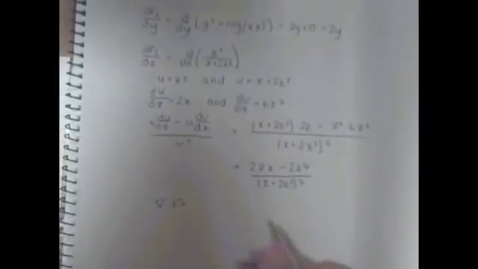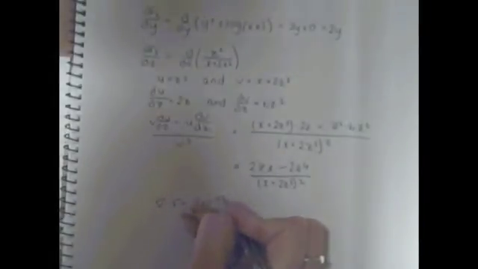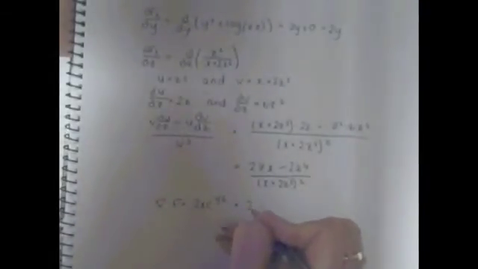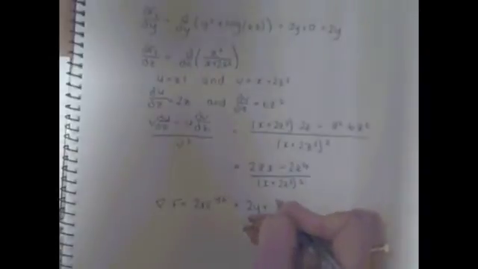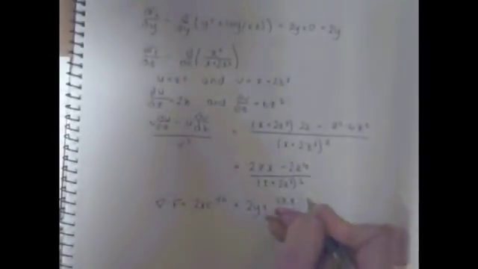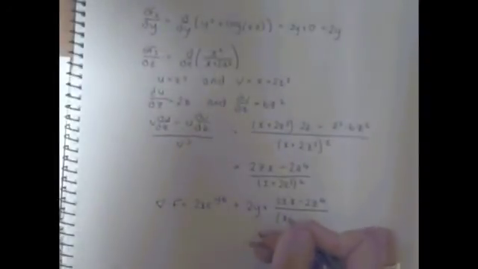Hence, the divergence of the vector field f is equal to the three terms we have added together. So we have 2x e to the yz plus 2y plus 2zx minus 2z to the 4, divided by x plus 2z cubed squared.